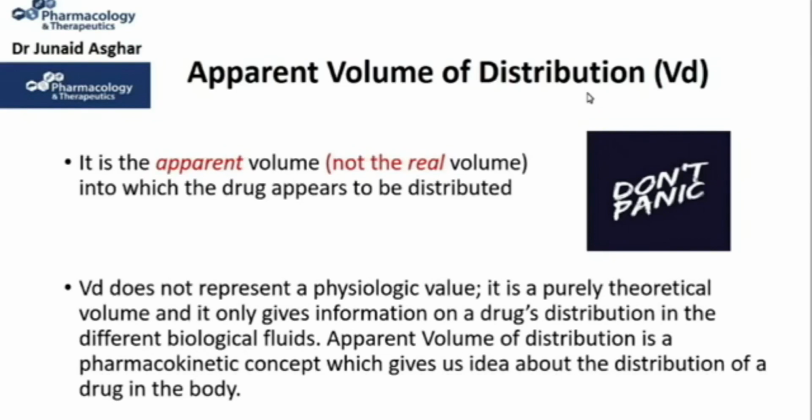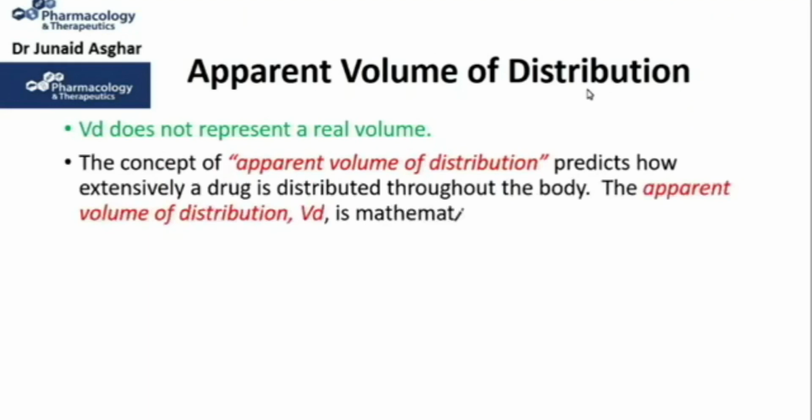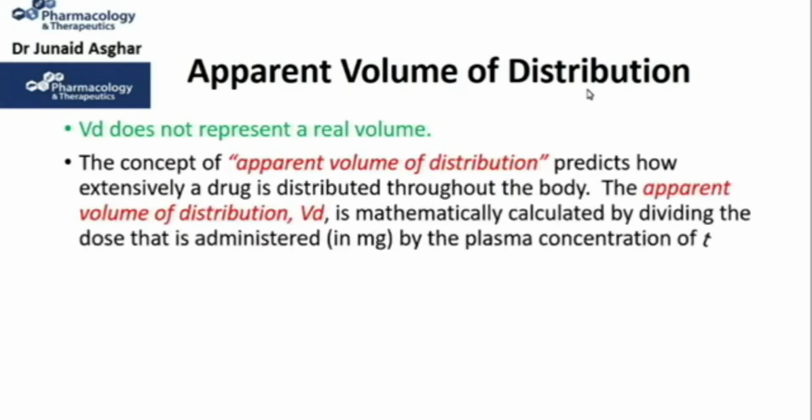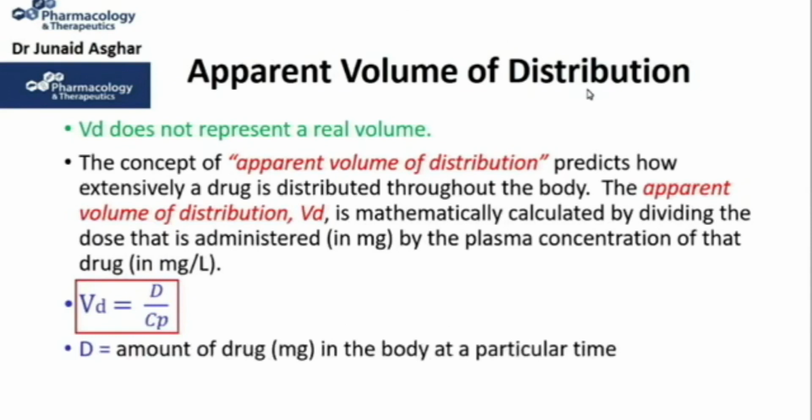The basic purpose of this video is to address the fundamentals of this topic and understand the real meaning behind this concept. So as I've just said, VD does not represent a real volume, or let me say, apparent volume of distribution predicts how extensively a drug is distributed throughout the body. The apparent volume of distribution, or VD, is mathematically calculated by dividing the dose that is administered in milligram by the plasma concentration of that drug in milligram per liter, or VD is equal to D over Cp, where D is the amount of drug in milligram in the body at a particular time, and Cp is the plasma drug concentration in milligram per liter.